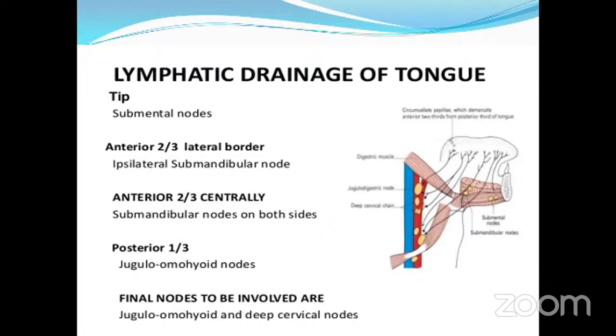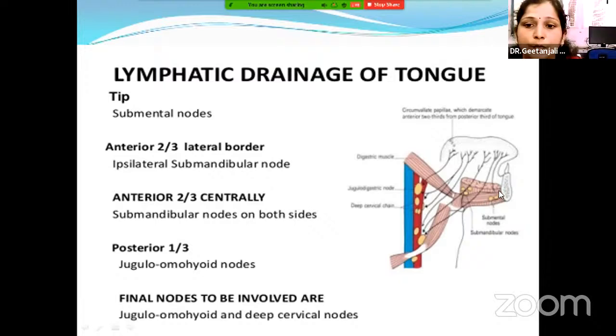See here in the figure, the tip drains into the submental nodes. Lymphatics from the tip of the tongue drain into the submental node. Lymphatics from the anterior two-third of the tongue drain into the submandibular node, and from the posterior one-third they drain into the jugulo-digastric node. All these nodes finally drain into the deep cervical node and jugulo-omohyoid node.